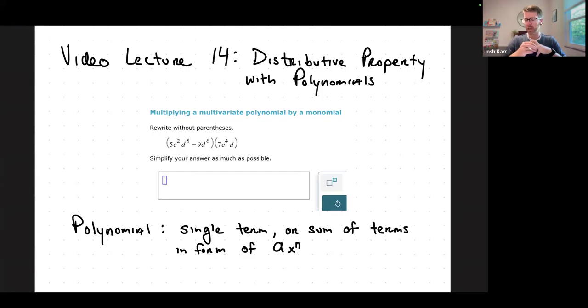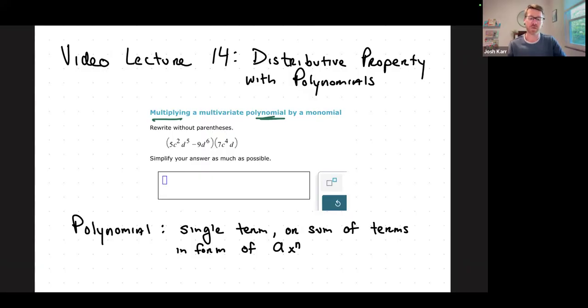Shifting gears a little bit, but we're still using our properties of exponents to be able to do the things that we're about to do. Today's video lecture 14, and 2 videos within it, we're largely talking about using the distributive property. So we're going to be multiplying with these things called polynomials. You're going to be looking for stuff like multiplying a polynomial within your homework.